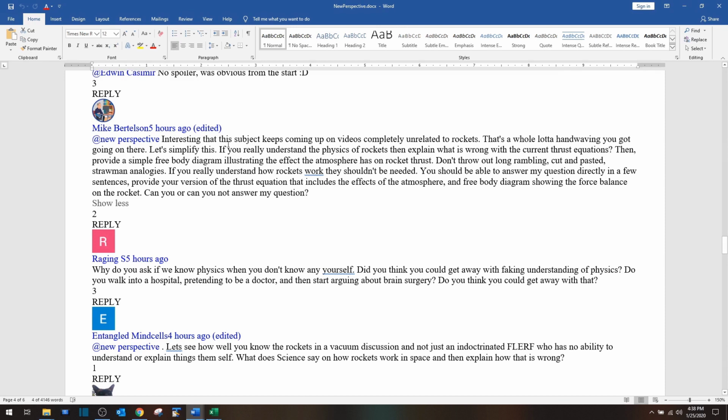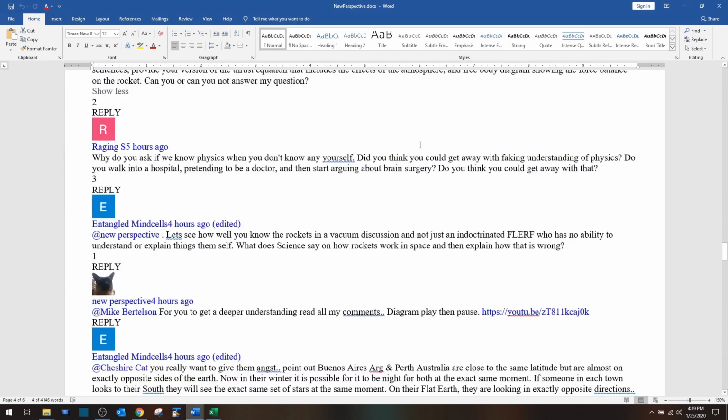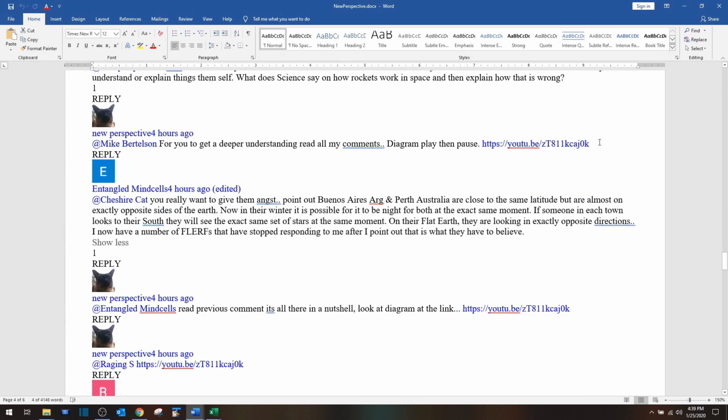So I asked him to give me an equation for the rocket thrust and how it works in the atmosphere, how it includes atmosphere as part of the way it works, because he says it doesn't work, it needs atmosphere to work, and a free body diagram, which he doesn't do. He links me to this video here, which I will link to in the comments section so you guys can see it. He, I guess, thinks that this is his version of a free body diagram, which it is not. It's total crap.